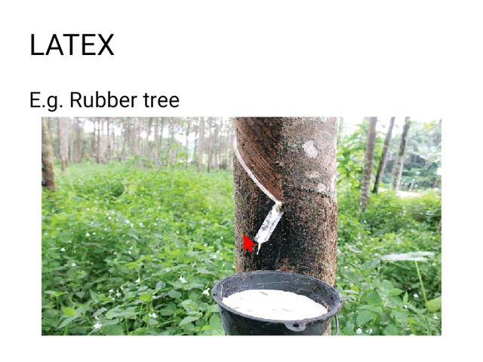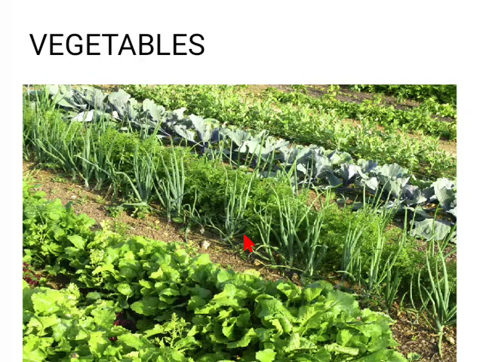And then we move to latex. We get latex from the rubber tree. We use this latex to manufacture tires. All these plastics, all these rubber materials, are made of latex. Latex is a product from the rubber tree.